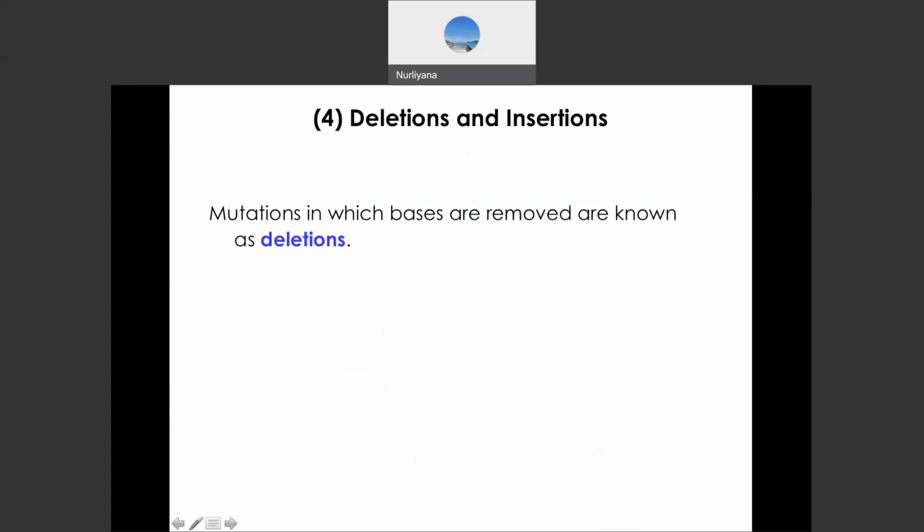So that is the really bad type of mutation, because it totally disrupts the whole protein.